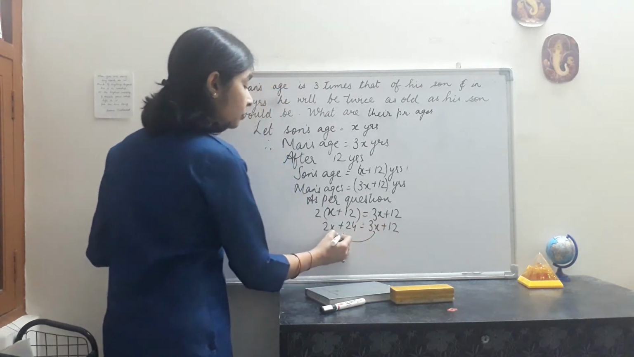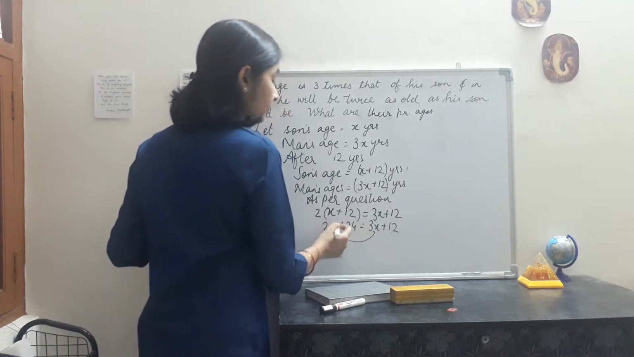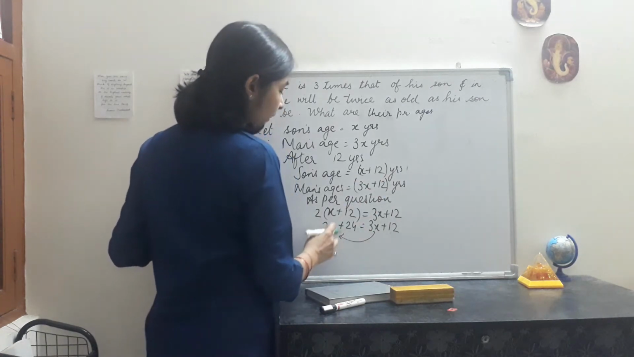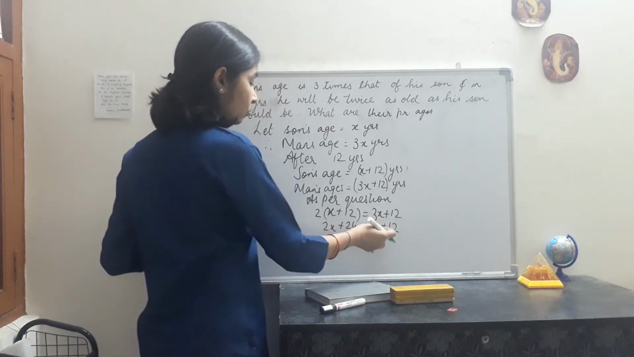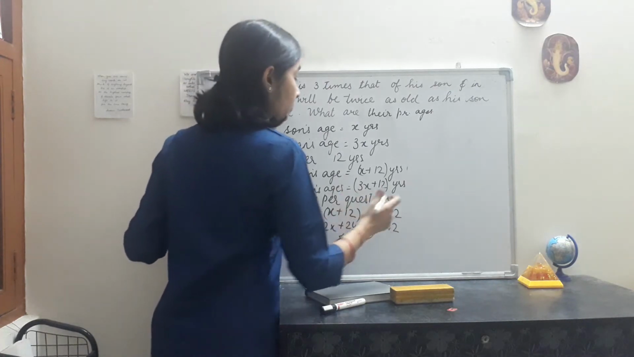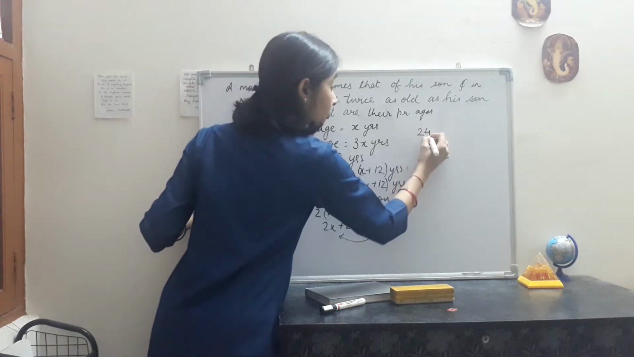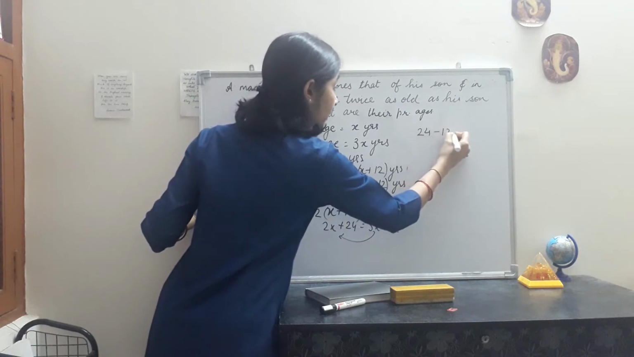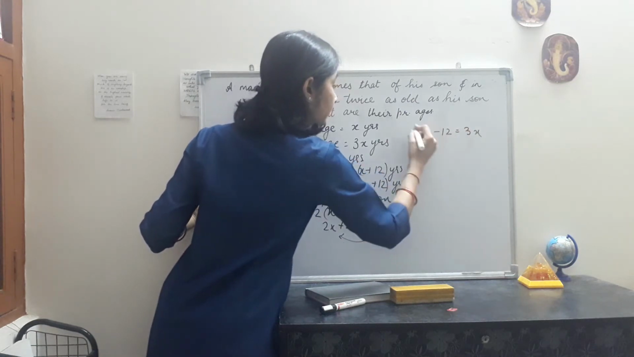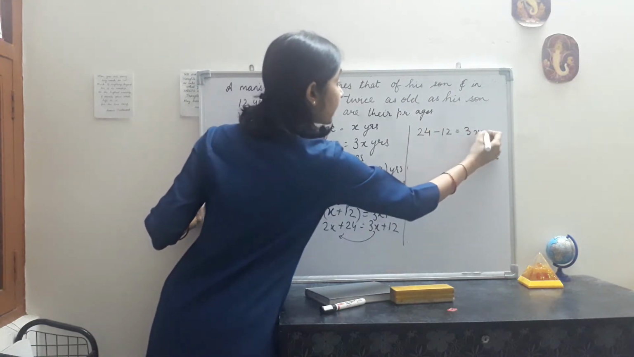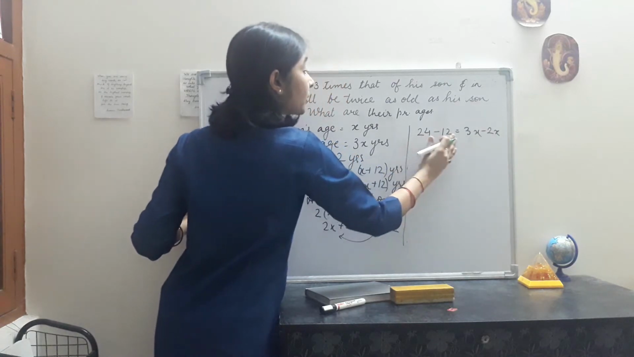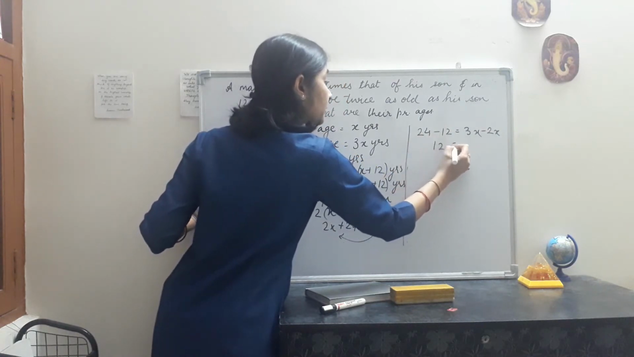Bringing the like terms to the same side, we can take 3x there and 24 here, or we can do the opposite thing also. We can take 2x there and bring 12 here. Let us do it like that. We will take 12 on this side. 24 minus 12 is equal to 3x minus 2x. So what do we get? 24 minus 12 is 12, which is equal to x.